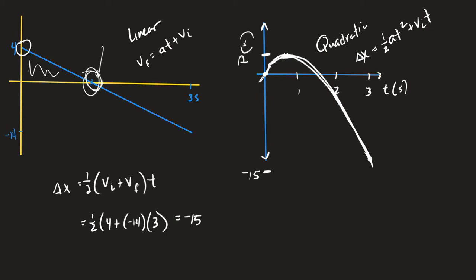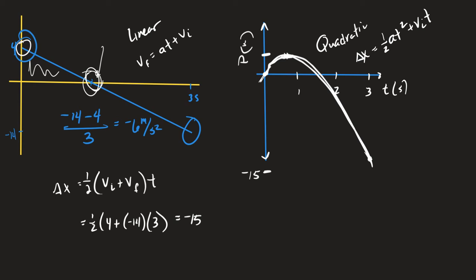But we know the acceleration is just the slope of the graph. So I can find the slope real quick. I have this point and this point. So let's find the slope. It's final, negative 14, minus initial, divided by the time. That's negative 18/3, or negative 6 meters per second squared.